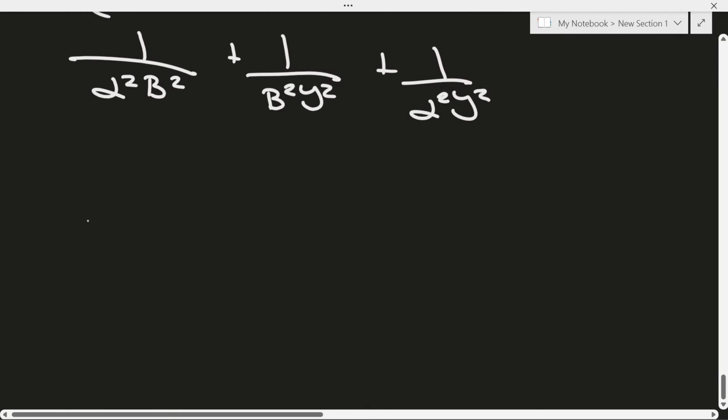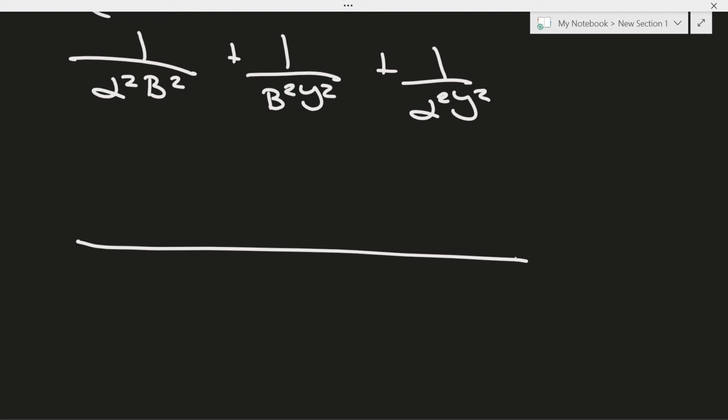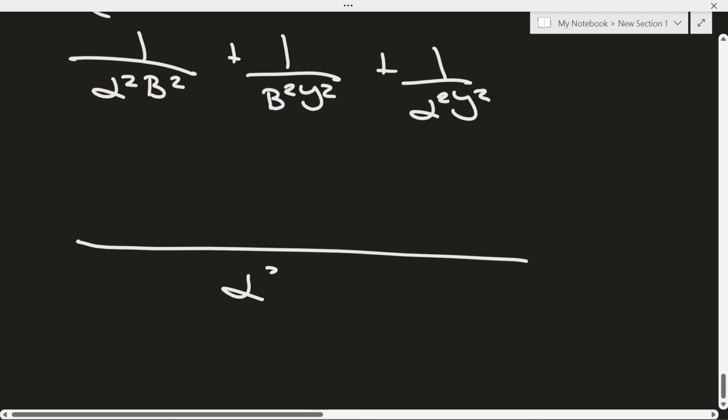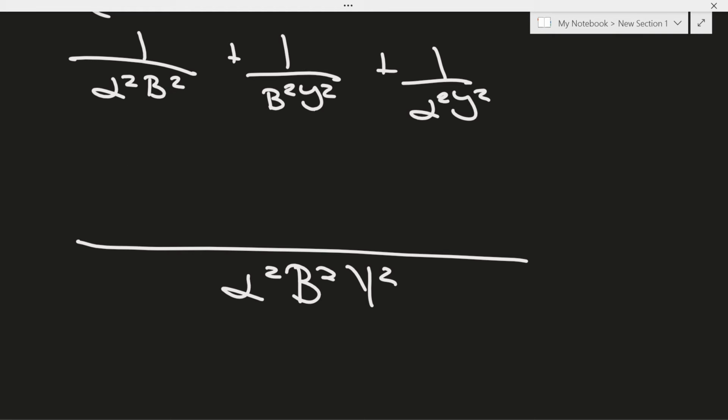Now if we're adding these, what will happen is that we will need a common denominator. So instead of having alpha squared beta squared, and alpha squared gamma squared, and beta squared gamma squared, it doesn't make any sense to put all of that back, right? Because we're just trying to find the lowest. So instead, our LCM would now be alpha squared beta squared gamma squared. Now, why, you might ask?